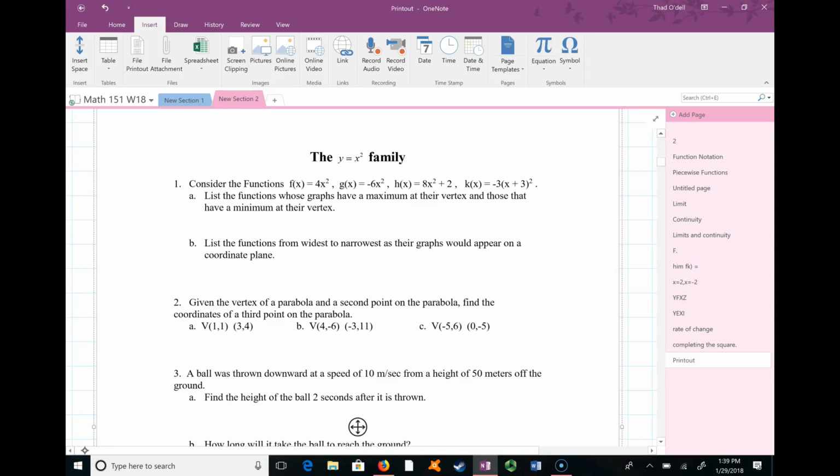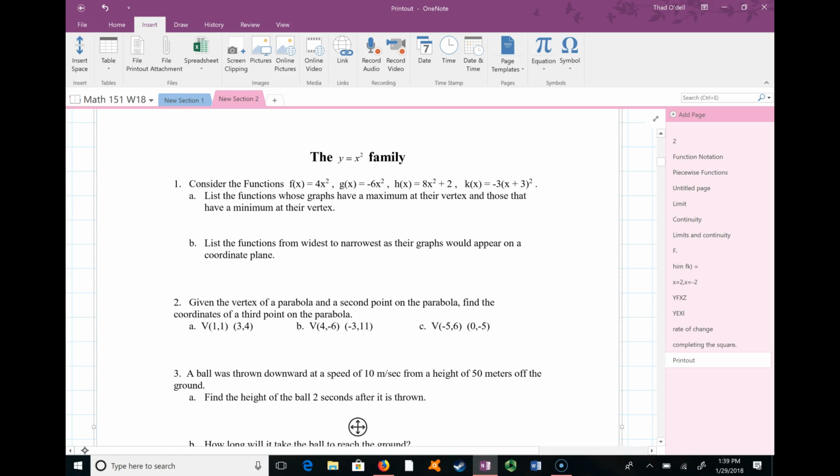So here's a run through for the y equals x squared family worksheet. I think it's called Introduction to Quadratics on the actual title of it. I talked through this a little bit already, but I'm going to actually go through it and do the problems and write them out.